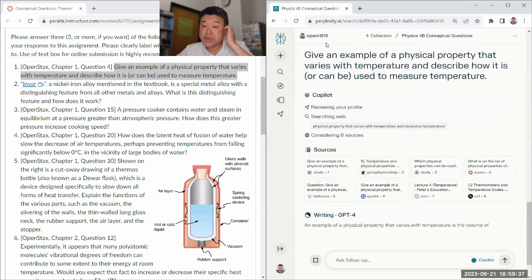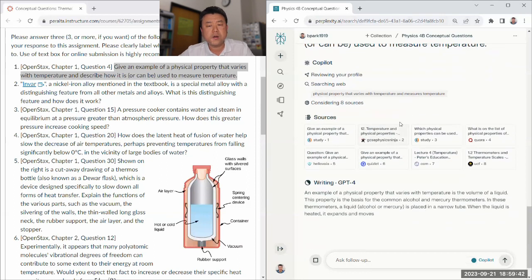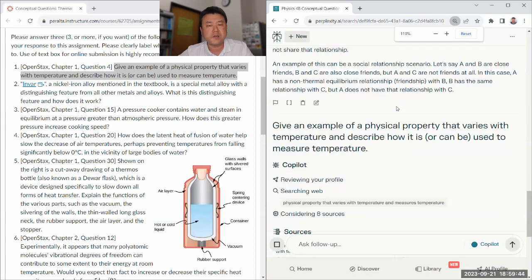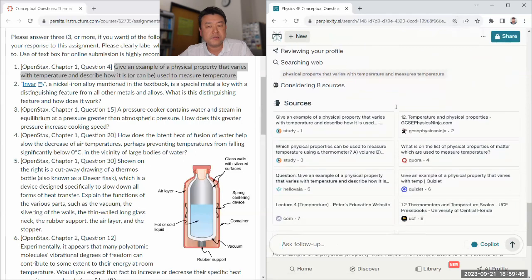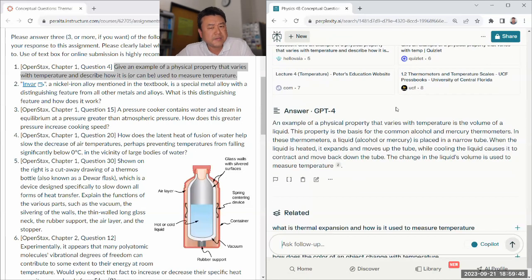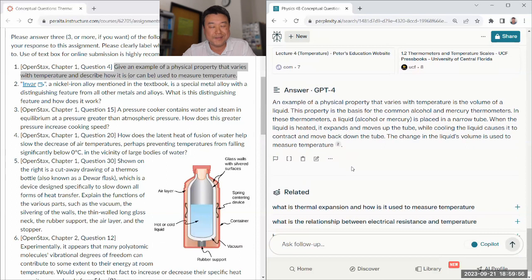One thing I do like about Perplexity is it has access to the web. It has a much lower incidence of hallucination. I haven't actually seen Perplexity hallucinate all that much, in the sense that it doesn't give you a made up fact the way ChatGPT might. In response to the question, it says an example is the volume of a liquid. Yeah, I think I've seen a lot of that answer when I was grading. Yeah, common alcohol and mercury thermometers.